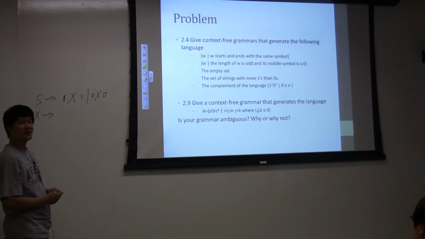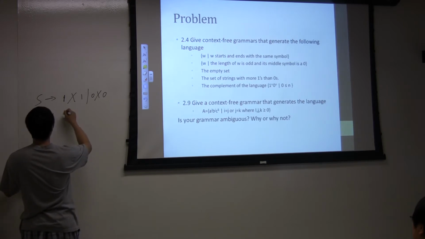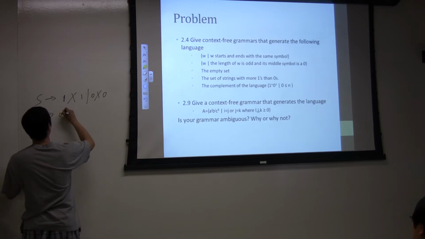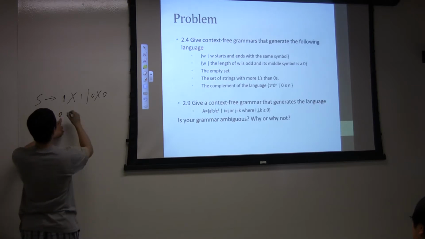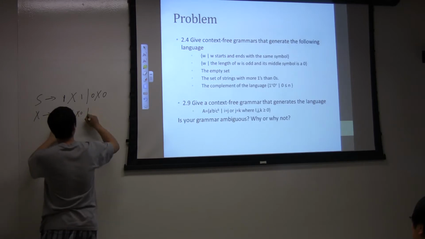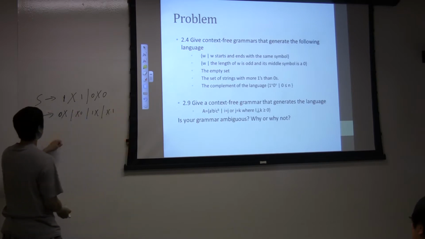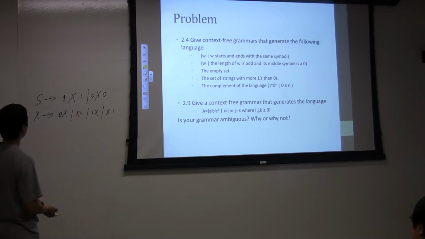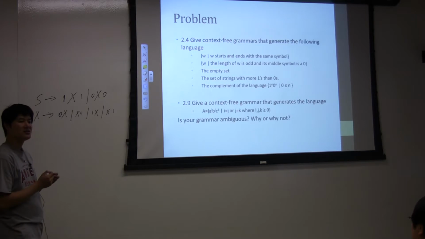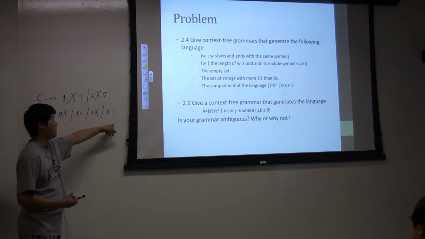How do you do that? Basically, X is an arbitrary string, right? So it can be this, it can be this, it can be this, it can be this. That covers all the possibilities. What does it say? An arbitrary X can start and end with 0, or start and end with 1.